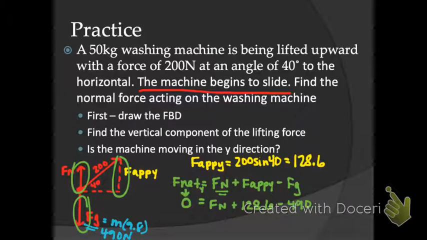Okay, so now I'm just going to combine my like terms. 128.6 minus 490 gives me Fn minus 361.4. I'll add that to the other side, and I just get Fn equals 361.4 newtons.